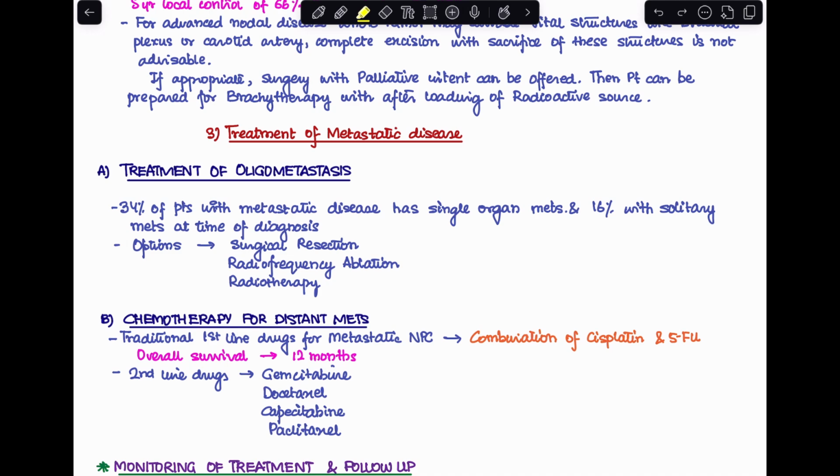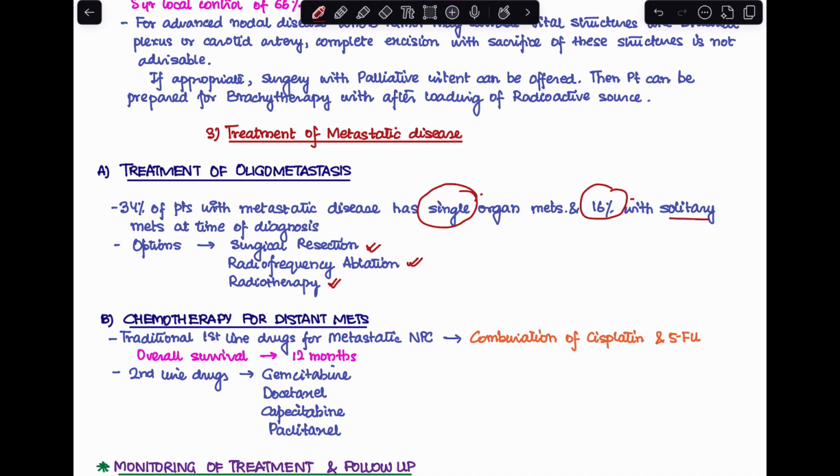Next, the last part of the treatment is, if there is metastatic disease, how do we treat it? So, if we find that there is oligometastasis, the options over here would be either to perform surgical resection, radiotherapy, or radiofrequency ablation. These are our three treatment options for oligometastasis, where we see 34% of patients come to you with metastatic disease with only single organ metastasis and 16% with a solitary metastasis at the time of diagnosis.